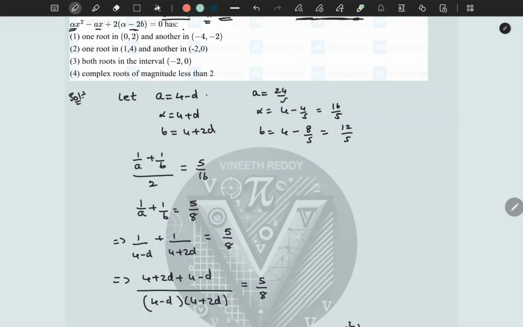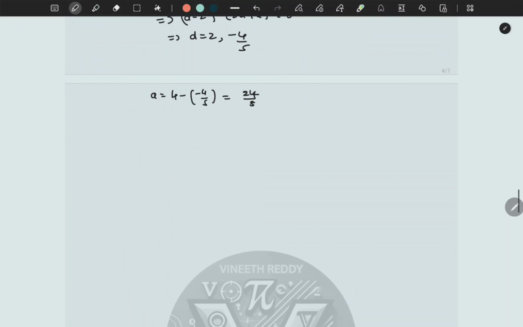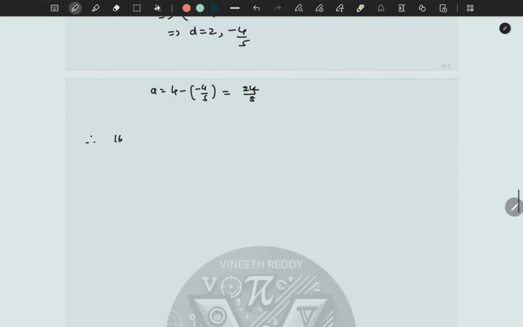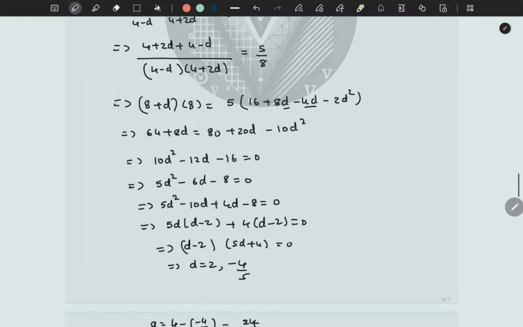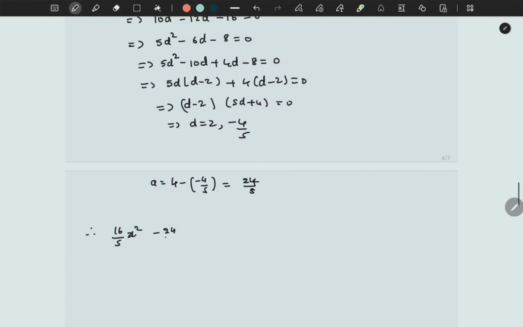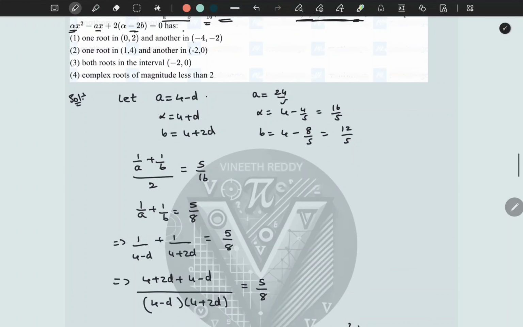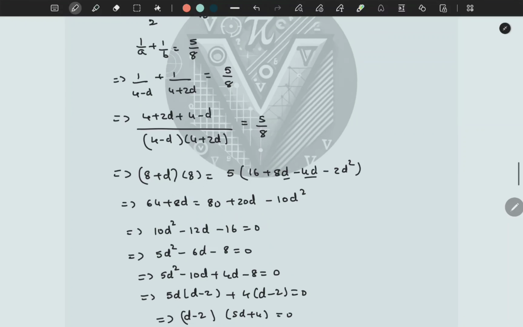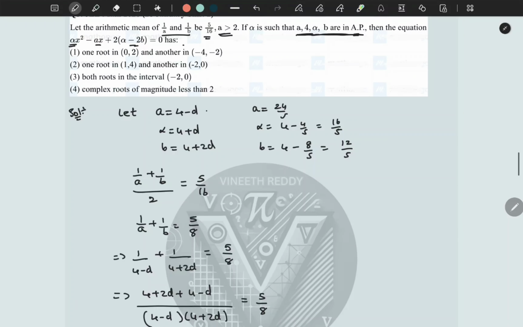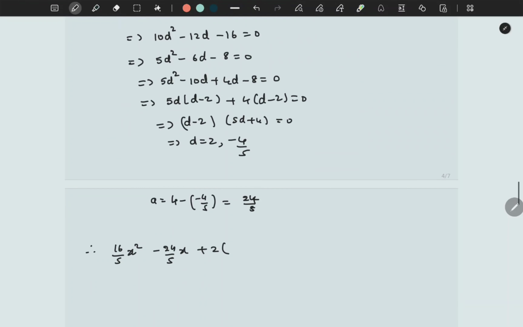So what does the equation become? Alpha x square. Alpha is 16 by 5. Therefore the equation will become 16 by 5 x square minus a x minus 24 by 5 x, times x, right, plus 2 times, I think we are doing it right, yeah, 2 times (alpha minus 2b). Alpha minus 2b becomes 16 by 5 minus 24 by 5. So it becomes minus 8 by 5. 16 minus 24 is minus 8. Yeah, this becomes minus 8 by 5.